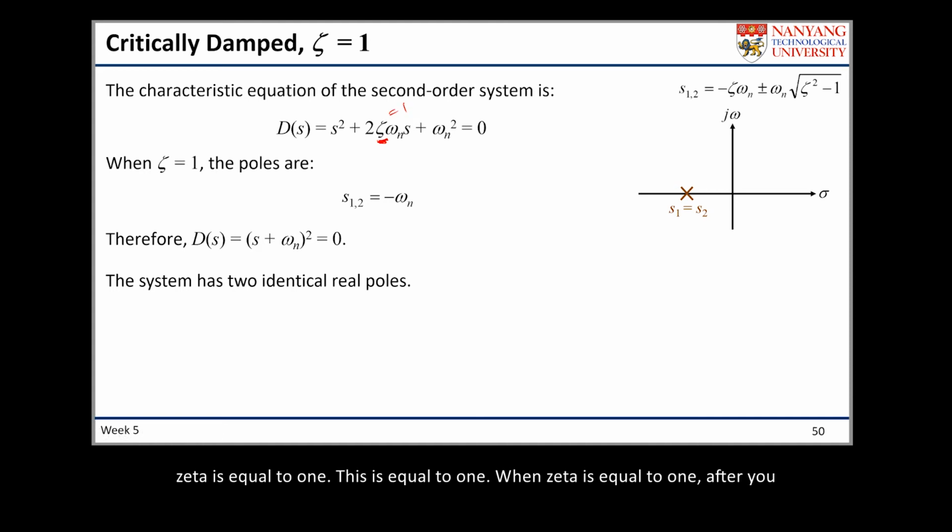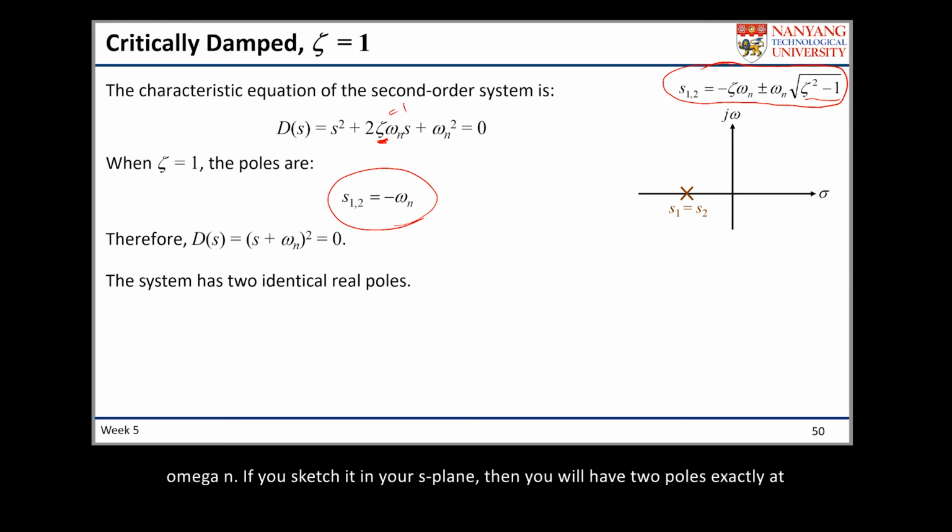When zeta is equal to 1, after you apply the ABC formula, look at this, your zeta is equal to 1. If zeta is equal to 1, 1 squared is 1, 1 minus 1, this will be 0. So what you will have? You will have twin identical real poles in this case. And your poles will be located at the same location. Your two poles will be located at the same location at negative omega n.